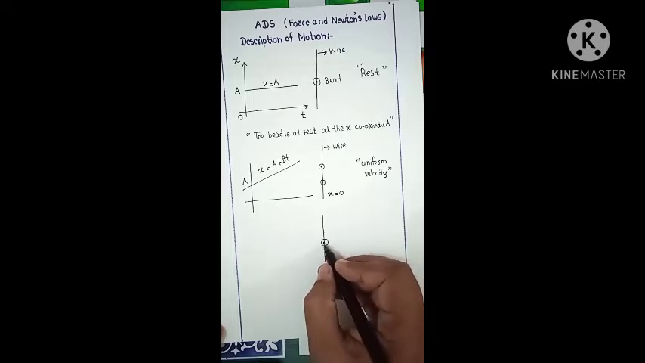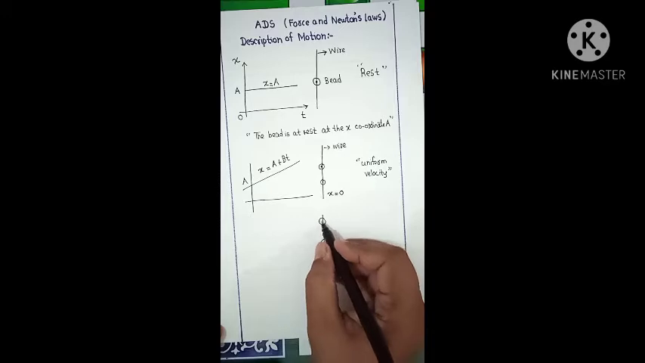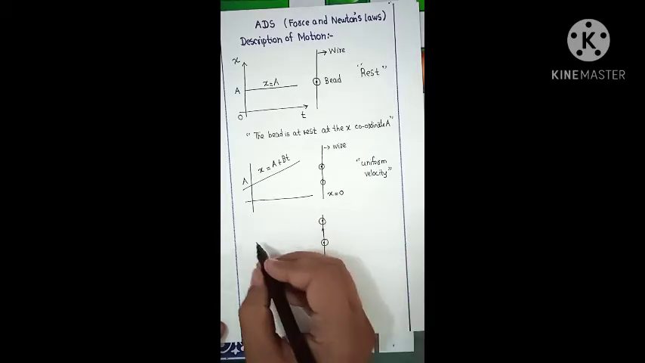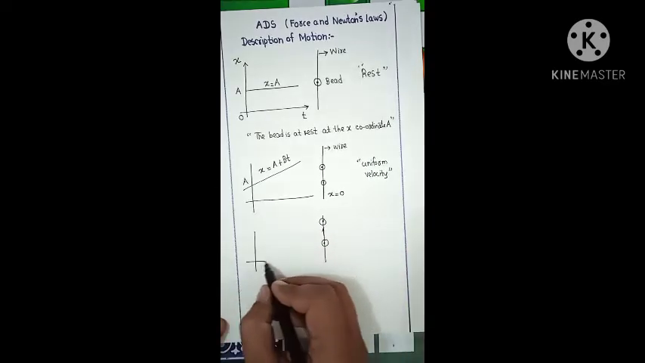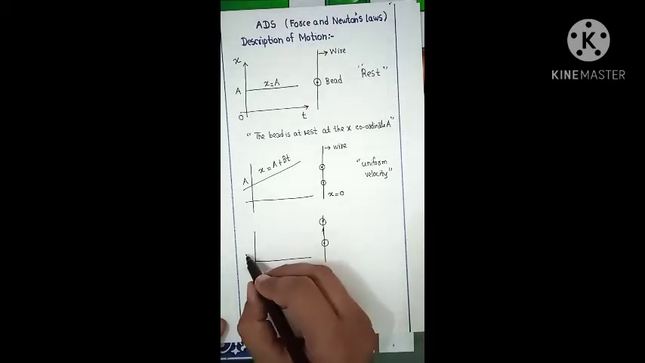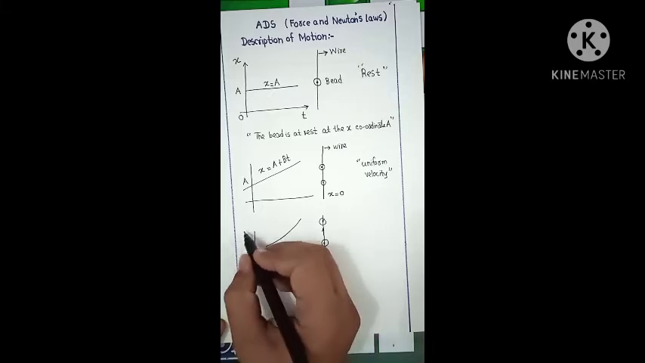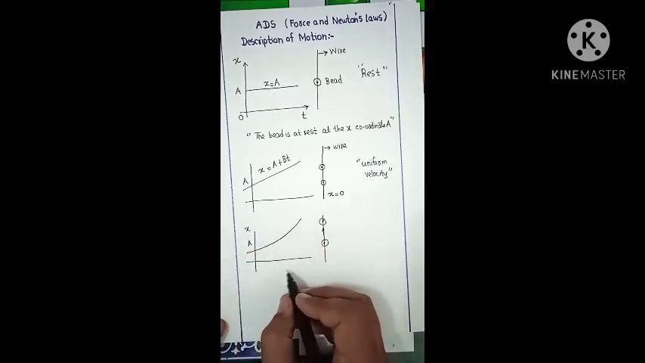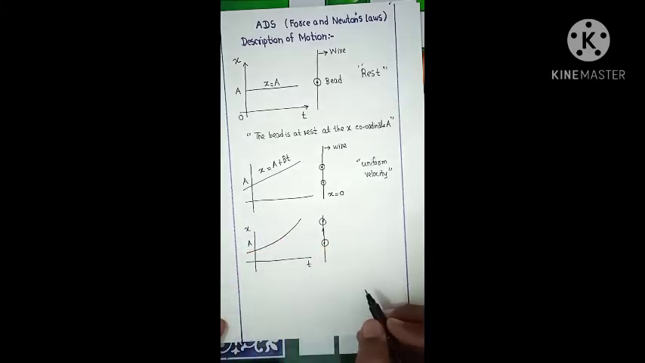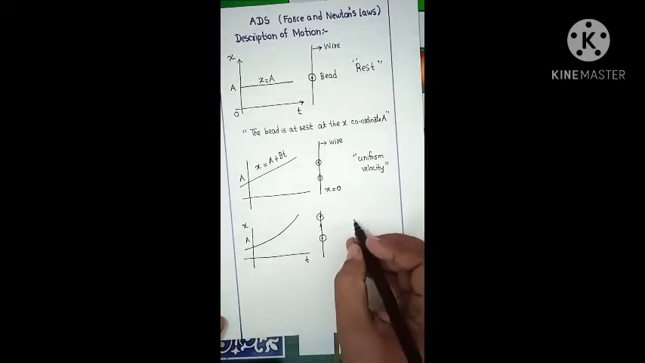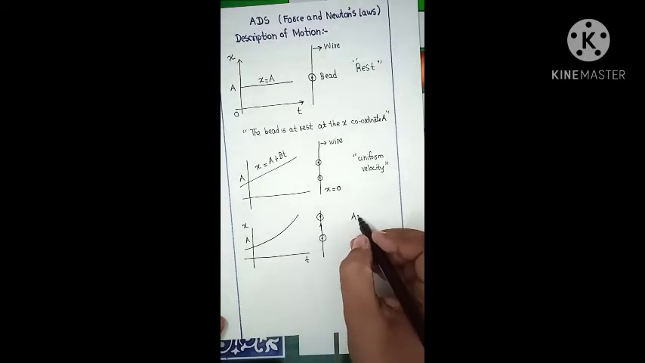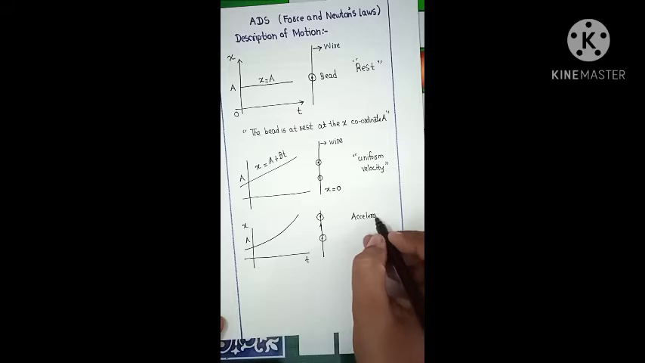Now suppose the bead moves upwards but with an acceleration a. Its graphical representation will be like that. This shows that the bead is moving with an acceleration a, and here is the time interval.